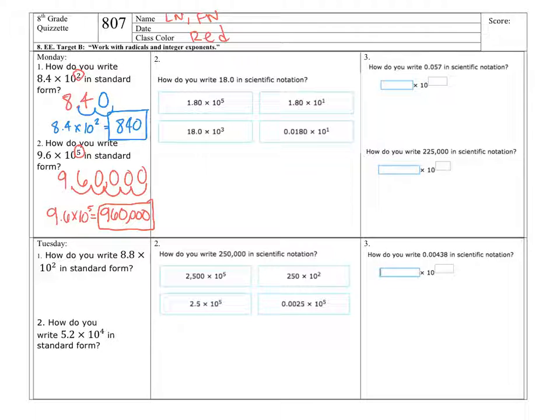960,000. So in the same manner, go ahead and draw this right here next to it, because you're not going to need that much space there anyways. Let's say you had, for example, 9.6 times 10 to the negative 5th power.